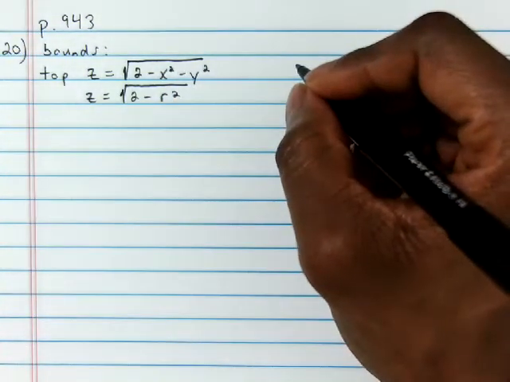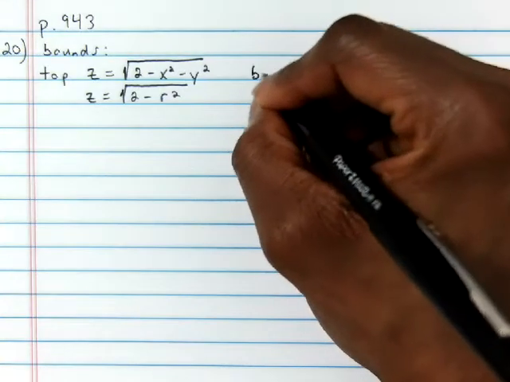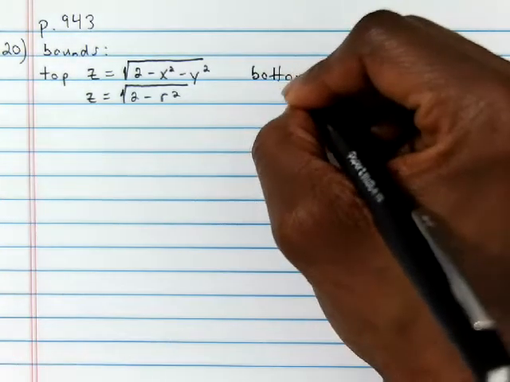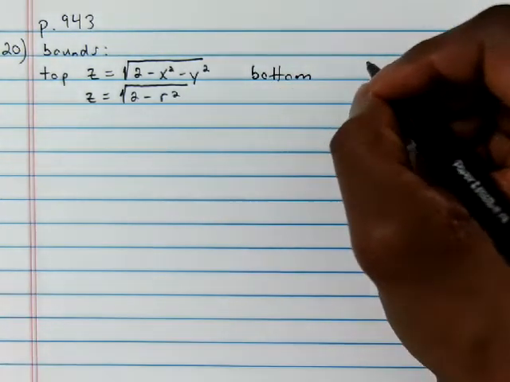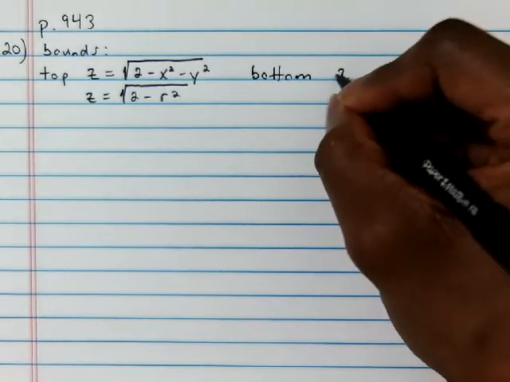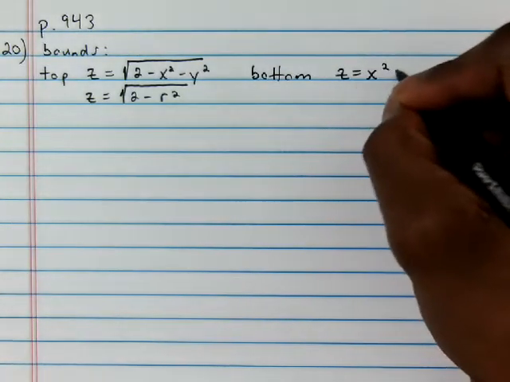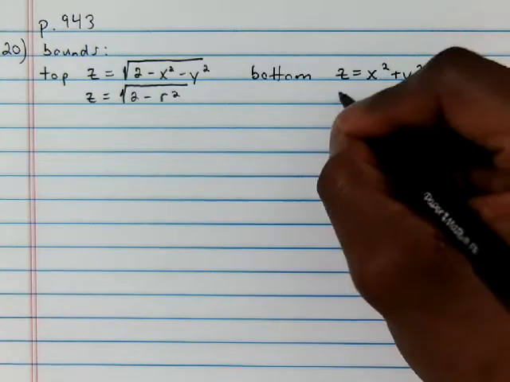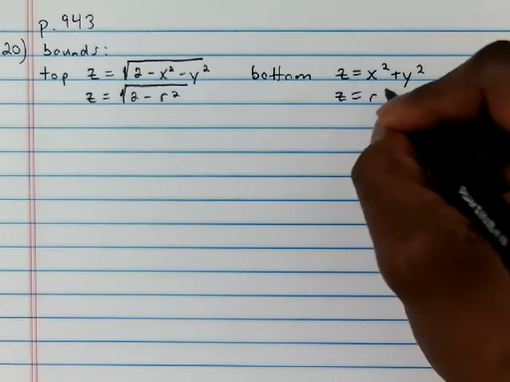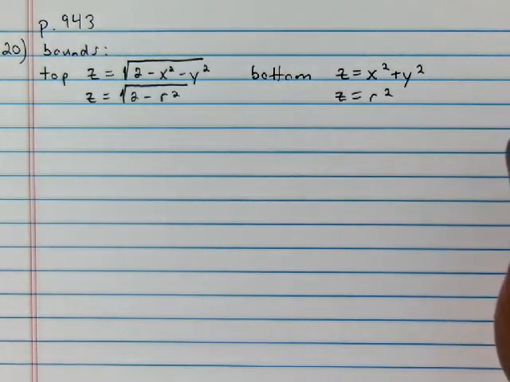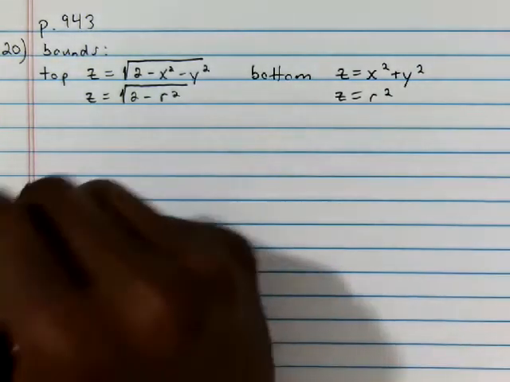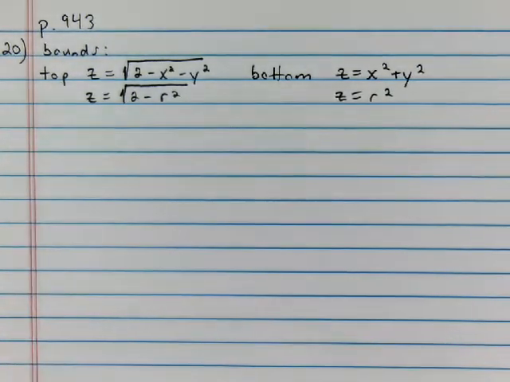And then our bottom is the paraboloid, which was z equals x squared plus y squared, or z equals r squared. And then our sides. So when they don't give us any sides, we know for sure we have to intersect the top and the bottom.